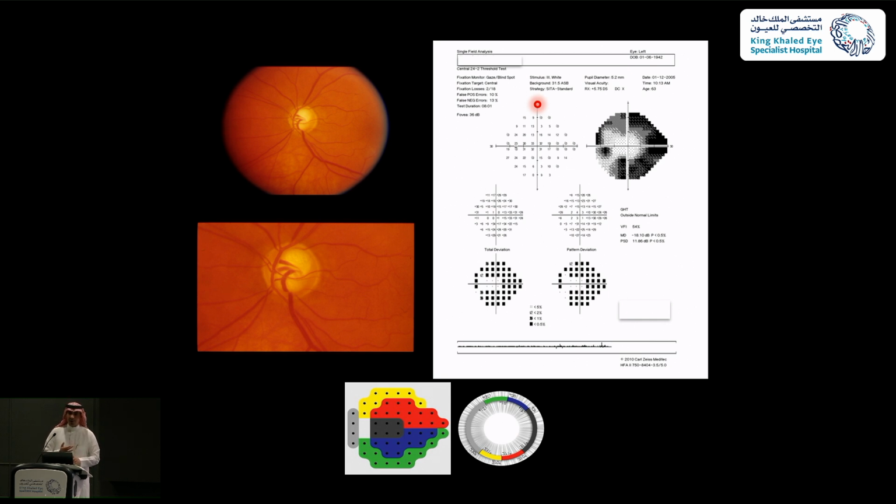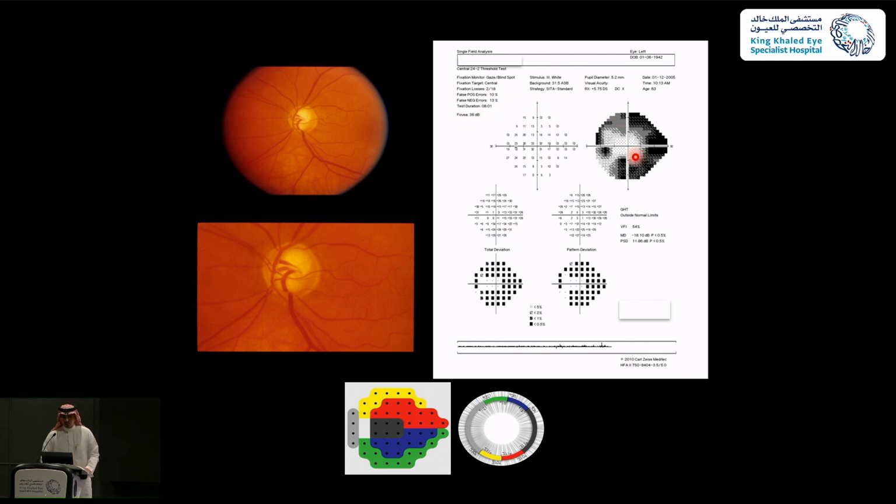Again, you need to check the patient age. You need to check for the ID number. You need to check for the patient name. You need to go for the reliability indices, make sure that the patient did the test in a reliable way or not. Fixation loss is acceptable here in this condition. False positive is acceptable, false negative is acceptable, and the fovea is on.